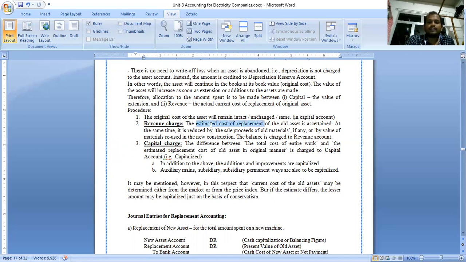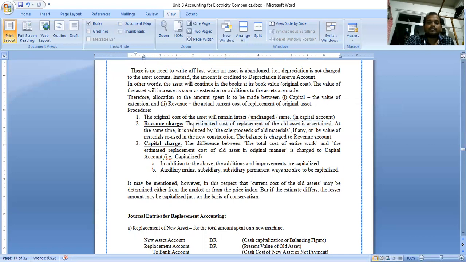Some engineers estimate this cost of replacement by comparing the market prices and the price indexes. Generally, for the estimated cost they will consider either market prices or the price index. In both cases, a conflict may rise. In such a case, we have to take the lesser amount on the basis of the conservatism principle. So the estimated cost of replacement of an old asset is ascertained.